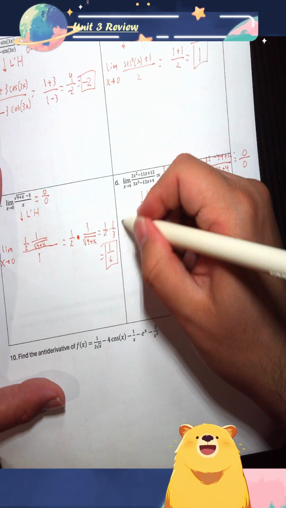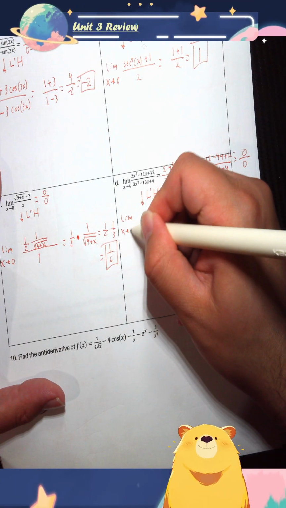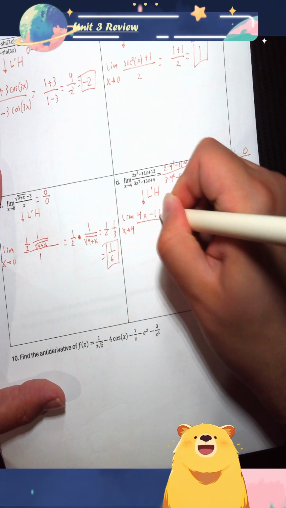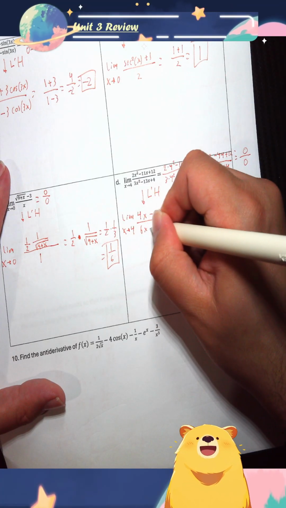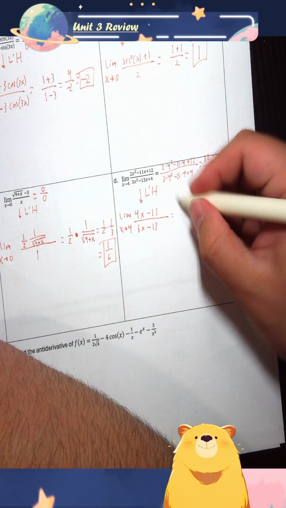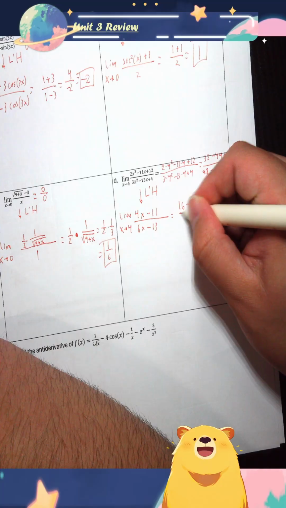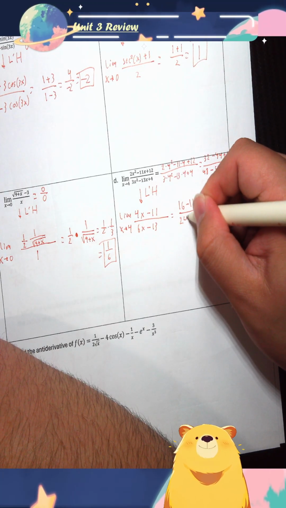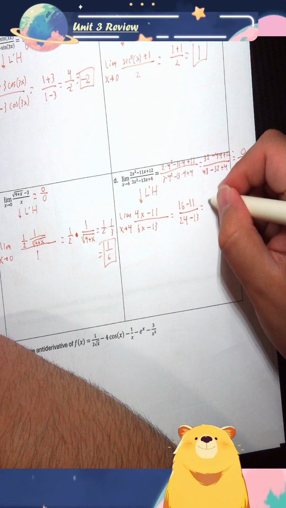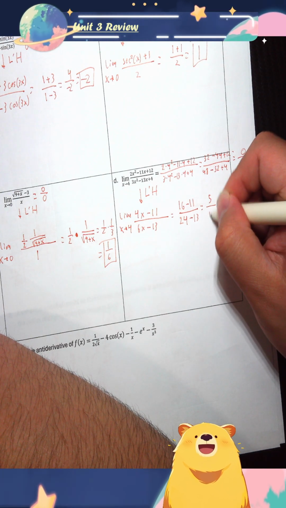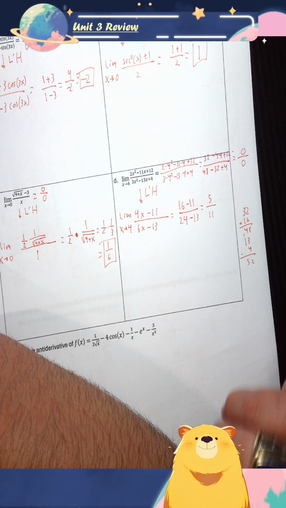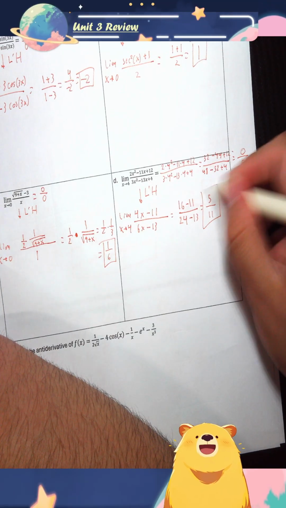Use L'Hopital. And I get 4x minus 11 over 6x minus 13. And I can definitely just plug in 4 for these guys. I get 16 minus 11 over 24 minus 13. That becomes a 5 on the top, and that becomes an 11 on the bottom. Let me just double check. Yeah, okay, cool. And that's your answer.